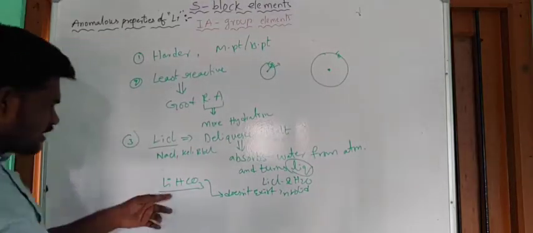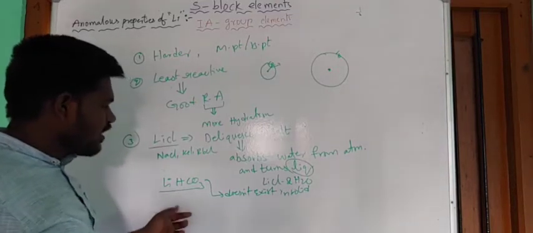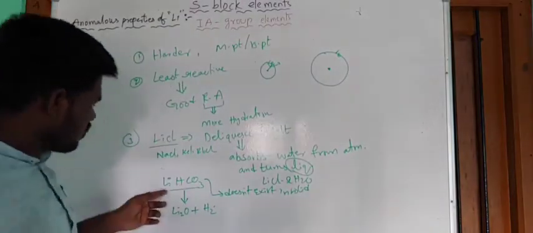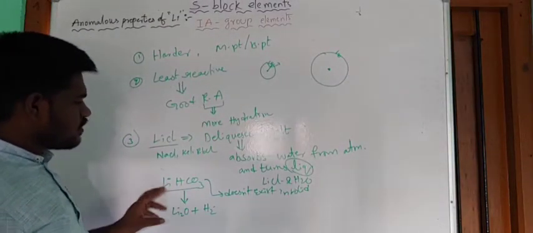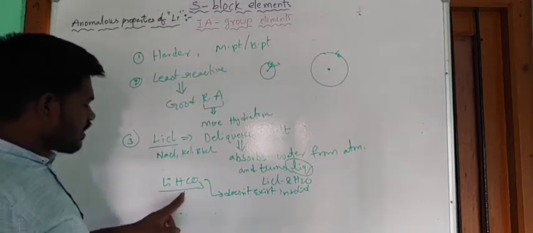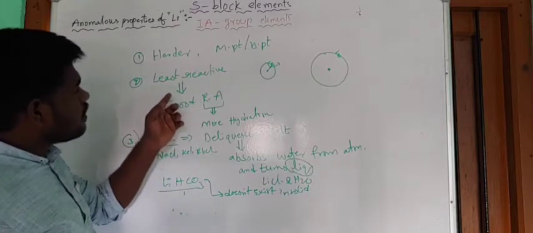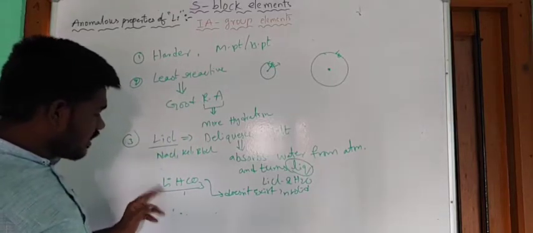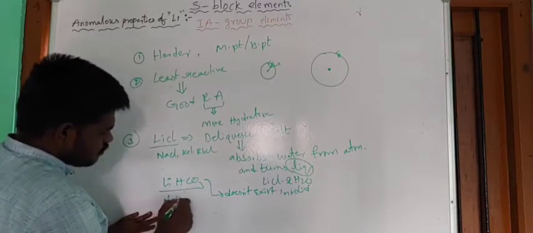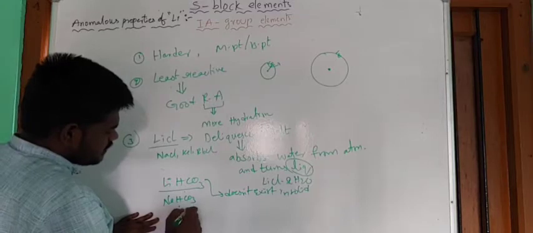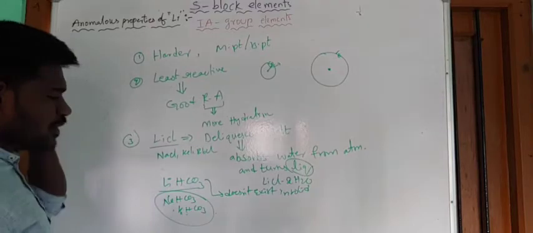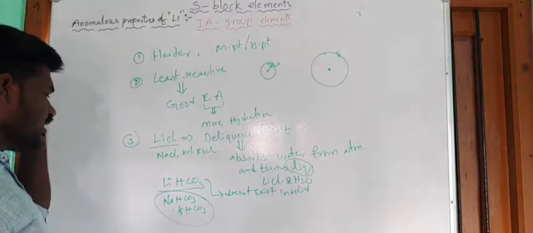Now let us discuss this one. Lithium hydrogen carbonate, LiHCO3, doesn't exist in solid state. But other alkali metal hydrogen carbonates, NaHCO3 and KHCO3, exist in solid state. But lithium hydrogen carbonate doesn't exist in solid state.